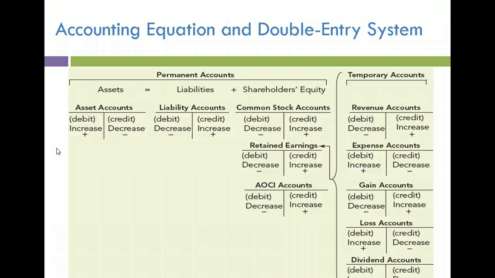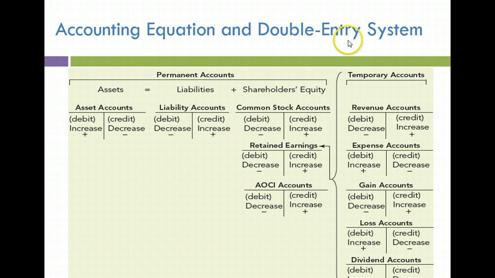Retained earnings is the same. When we have net income, we're going to credit it to retained earnings to increase it. When we pay out dividends, that's going to be a decrease ultimately to our retained earnings. And then our AOCI accounts also. The normal balance will be a credit, and when we reduce that AOCI account, it's going to be a debit.